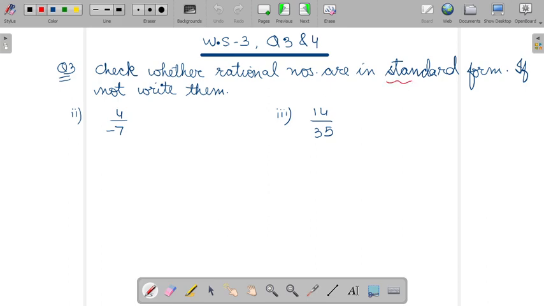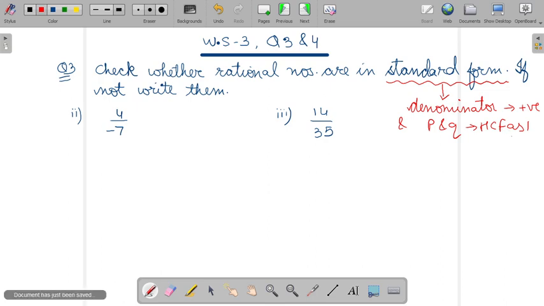अब यहाँ पे standard form means what? We did it in the previous questions also. Standard form means that the denominator, remember this thing, denominator should be positive and the P and Q have highest common factor as 1. P and Q में highest common factor जो है वो 1 होना चाहिए. So this thing you have to remember while converting it into standard form.